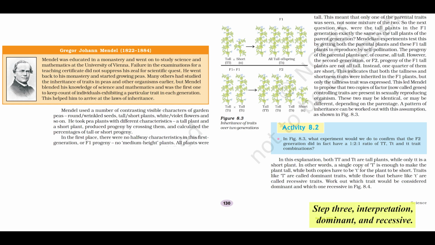Step 3, interpretation: dominant and recessive. This observation that Tt plants are tall is key. It means the T factor masks or overrides the t factor when both are present. So Mendel defined a dominant allele, T, as an allele that expresses its trait even when only one copy is present. Tallness, T, is dominant. Genotypes TT and Tt both result in a tall phenotype. A recessive allele is an allele whose trait is only expressed when two copies are present and the dominant allele is absent. Shortness, t, is recessive.